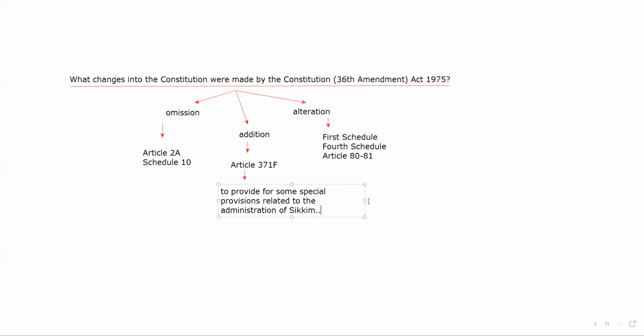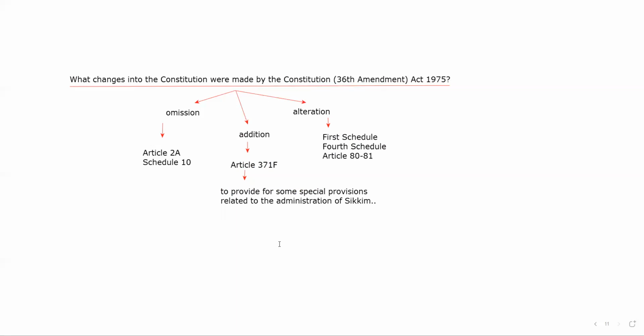So this is about Article 371F, and the point was what changes were made by this Amendment Act into the Constitution. I hope this is clear to you. Yes, sir. Okay, so today I am concluding my lecture here. Tomorrow we will start the next part of this lecture.